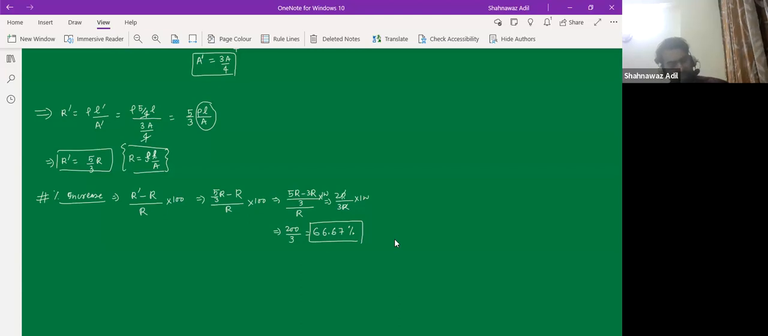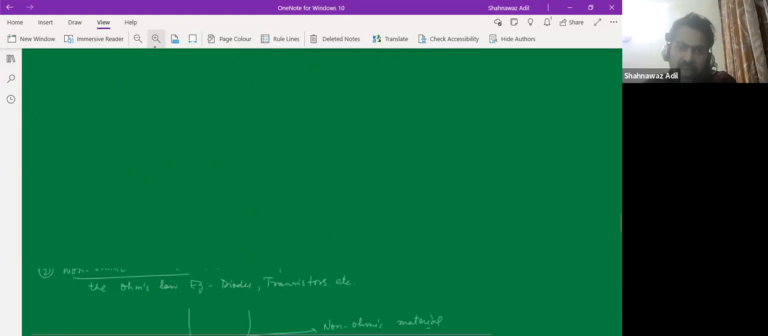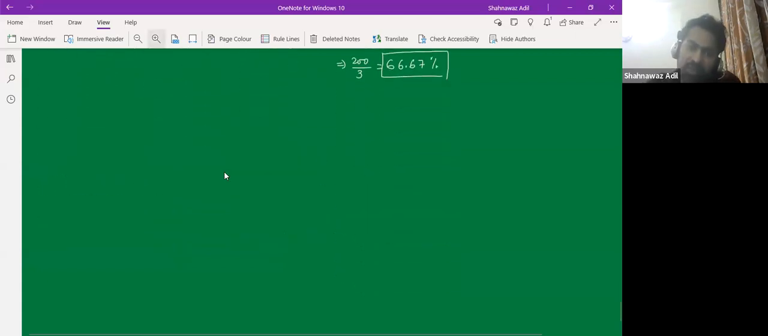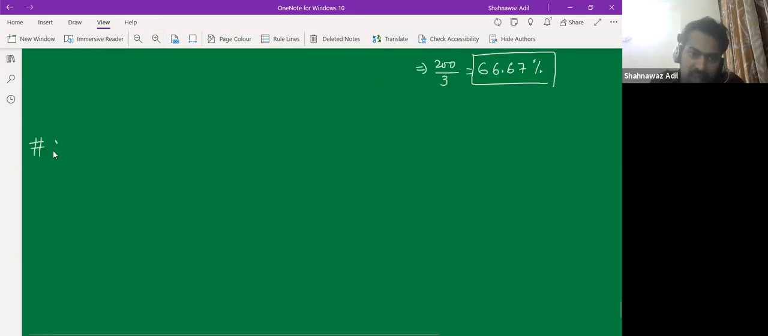Okay, so now the next thing that we have to understand. We understood Ohm's law, right? That Ohm's law was the macroscopic form. So now we have to understand the microscopic form of Ohm's law. First we have to understand what current density is, right?